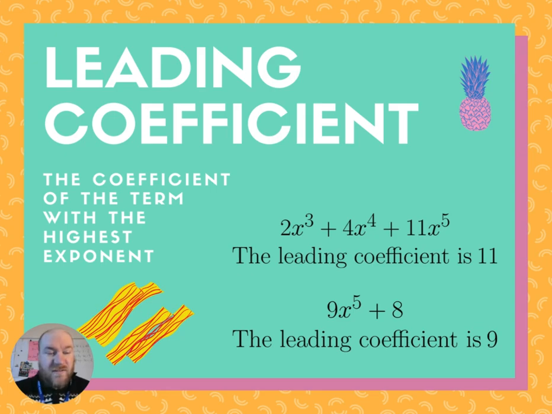Leading coefficient is another vocab term that's very similar, except this time they're only asking for the number in front of the variables. So a leading coefficient is the coefficient of the term with the highest exponent. So the first example here, the highest exponent is 5, and the leading coefficient is 11. They don't care about the whole term. They just want to know the number in front of the variable. And the second example here, the highest exponent is 5, so the leading coefficient is the 9 out front.